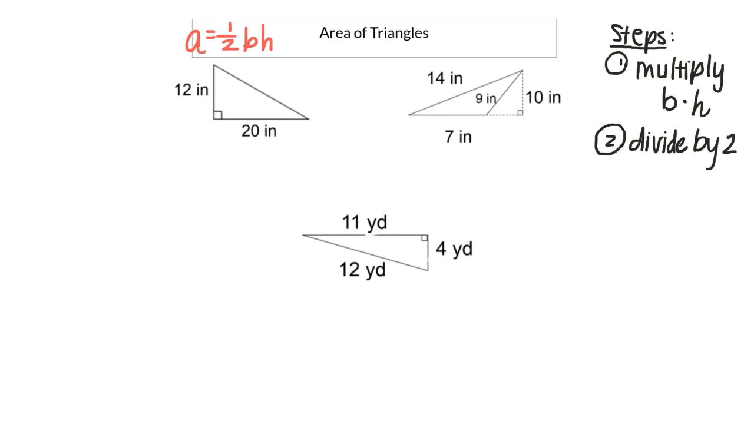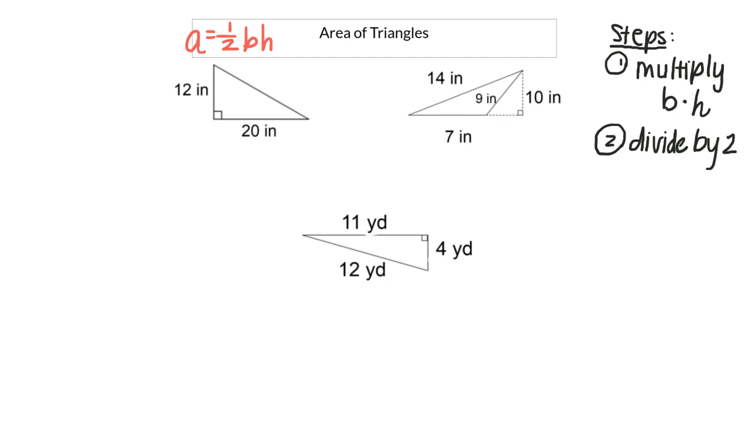In this video, we will talk about how to find the area of triangles. The area formula is equal to 1/2 base times height, but we talked about our two steps over here, multiplying the base times height and then dividing by 2. So let's go ahead and do that.